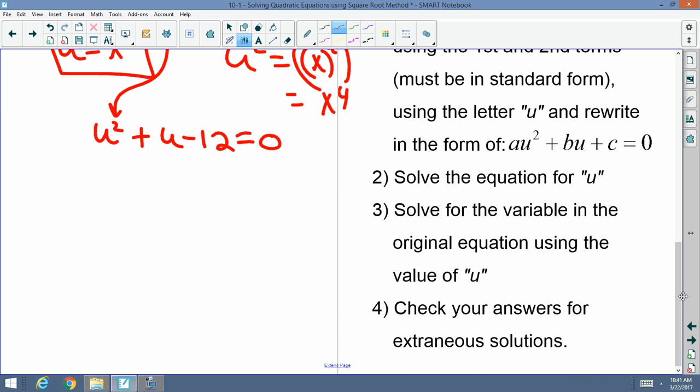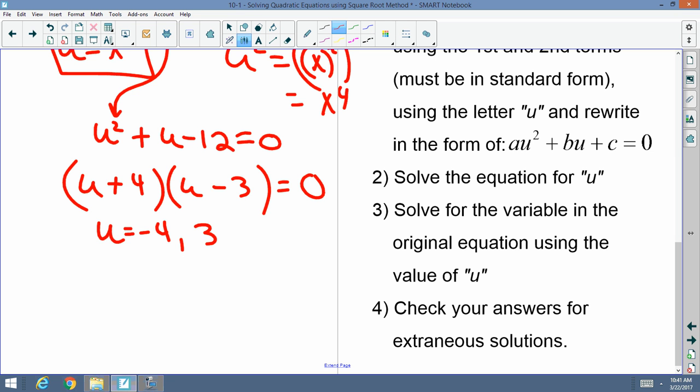Now steps 2, 3, and 4 are easy. Let's go one at a time. Step 2, solve for U, just like normal factoring. U, what times what is negative 12, but when added together is positive 1? Good job. So U equals negative 4 and 3. That's step 2. Step 3, solve for the variable in the original equation using the value of U. We know that U equals x squared, so let's plug it in. U, which is negative 4, equals x squared, and U, which is 3, equals x squared.